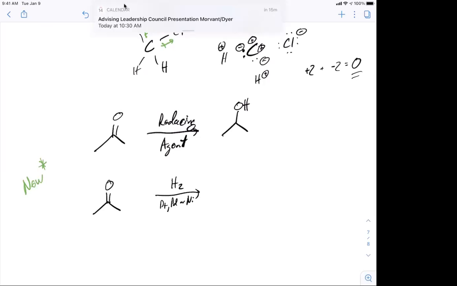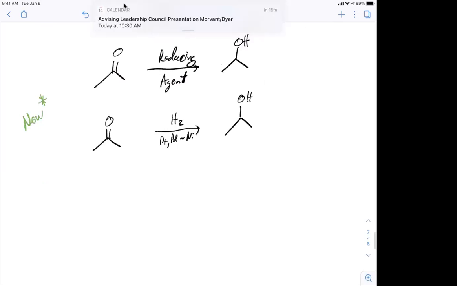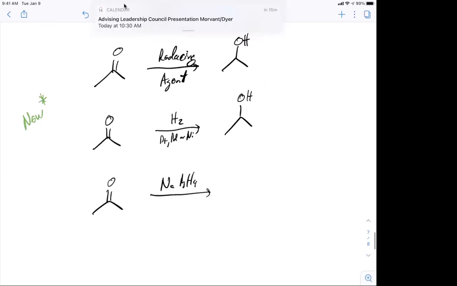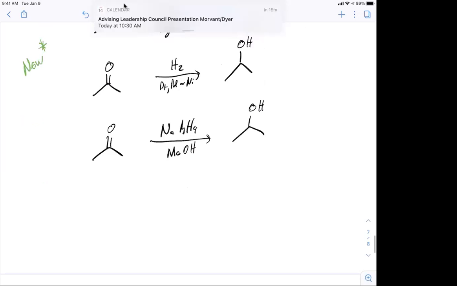So we just need a good reducing agent, right? So we can do that one. Pretty straightforward. The other one is something we've seen in other cases, but sodium borohydride, right, and methanol. Hydrogen and palladium, platinum, or nickel just need one of those metals, not all three. We see that really works the same way we would expect.